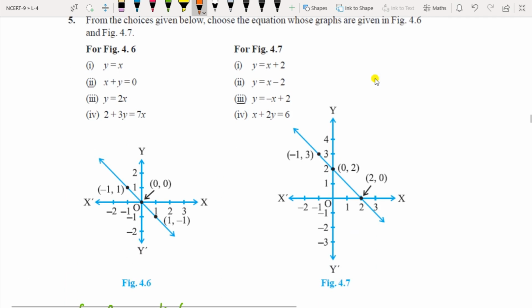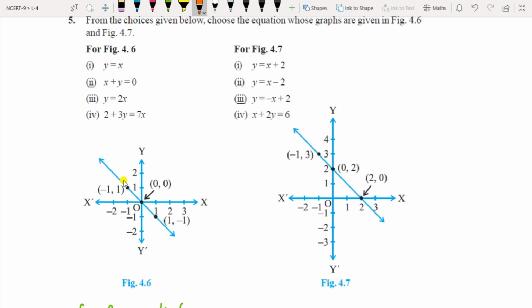Question 5 here is, you have been given two figures, two graphs, and for each graph they have given 4 equations. So any one of the equations is true for the particular graph. So you have to find out which equation is true for the given graph.